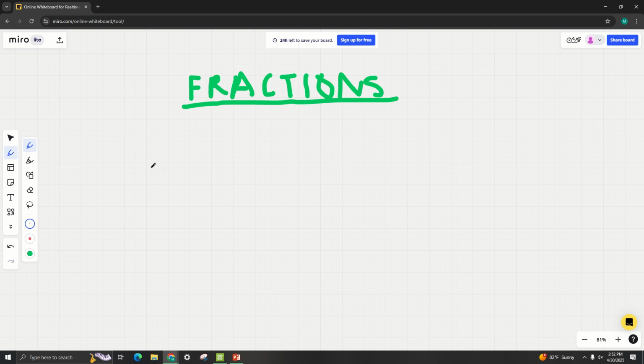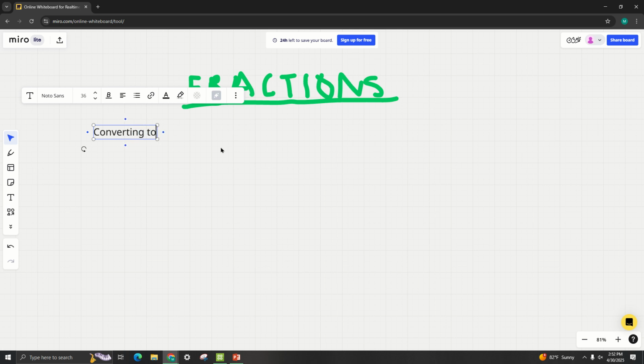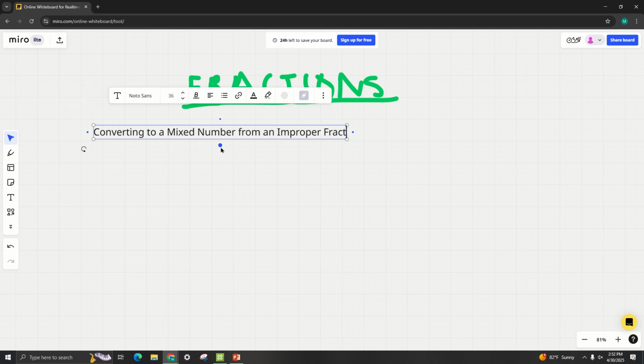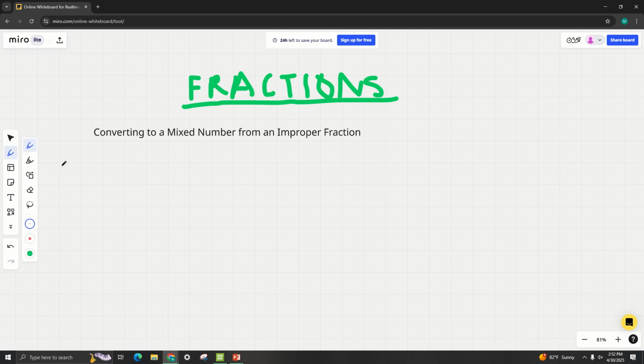So let's see. Let's do converting to a mixed number from an improper fraction first. So let's make up an improper fraction. Remember, that's when my numerator, the top number, is larger than the denominator, the bottom number. So let's do 36/24. Why not? Let's keep working with numbers like this that are in 12s.